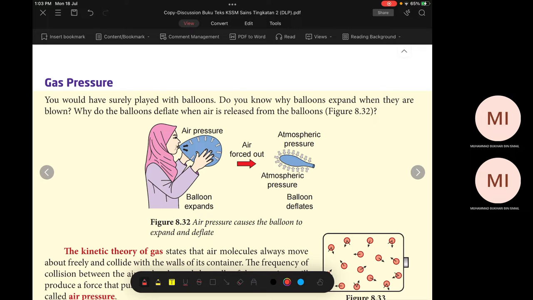So what happens to the air particles? They will collide with each other and also collide with the wall of the balloon, right? So this produces pressure, actually gas pressure. But when you release the air, the amount of air will reduce, right? So the amount of air particles will also be reduced and the collision between the air particles and the wall will also reduce. So the pressure will decrease. That's why it will deflate. Understand? Any question?